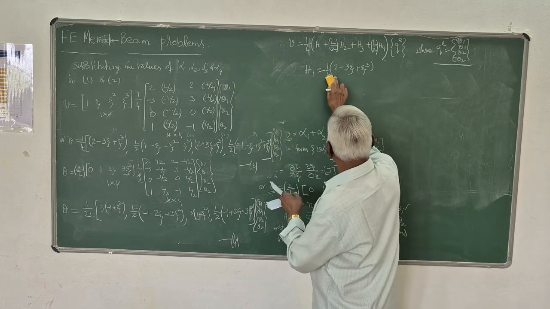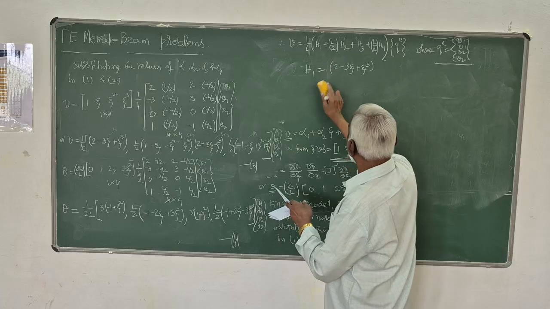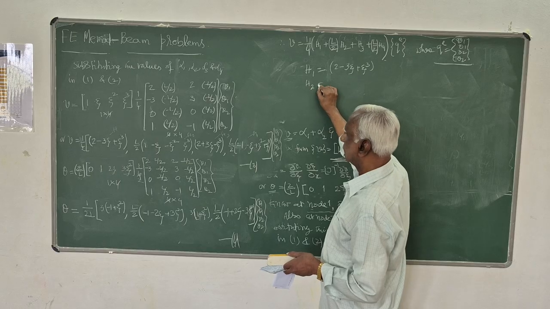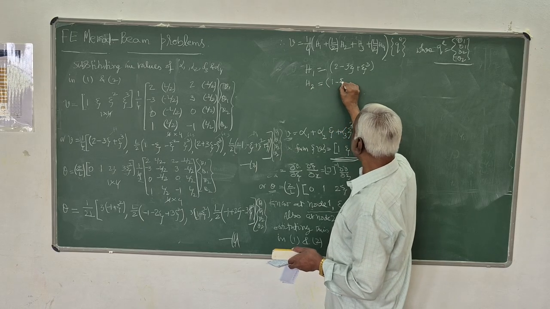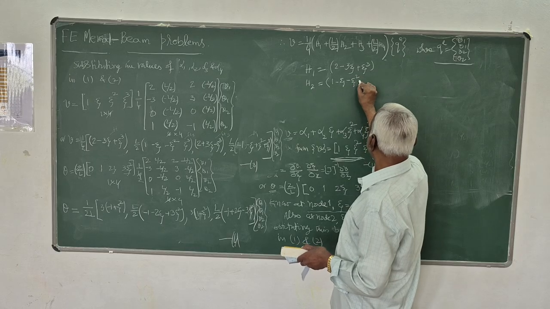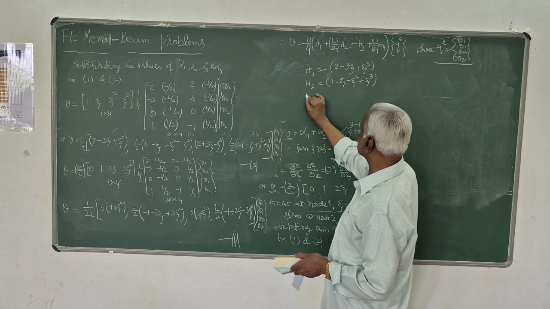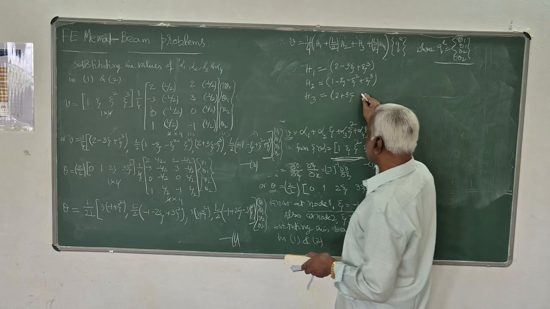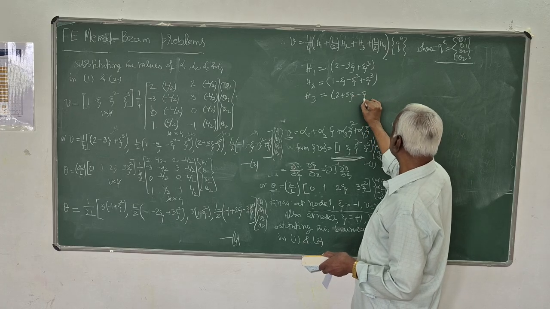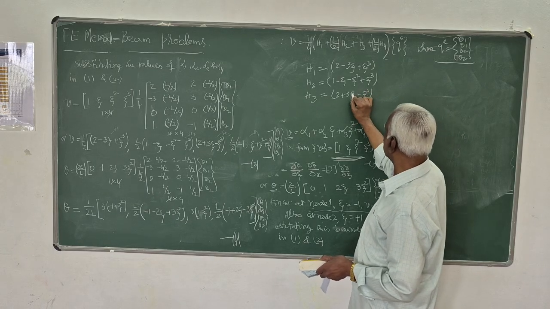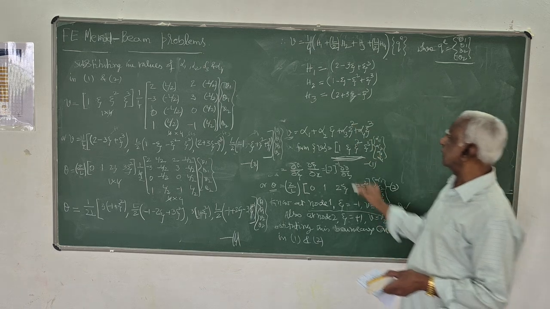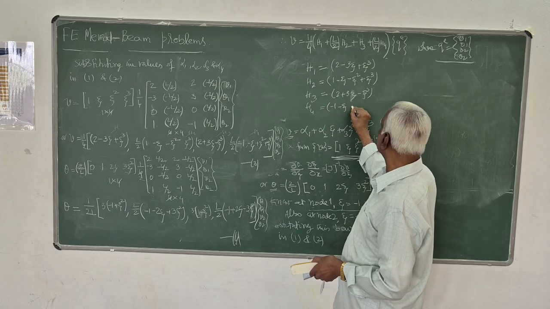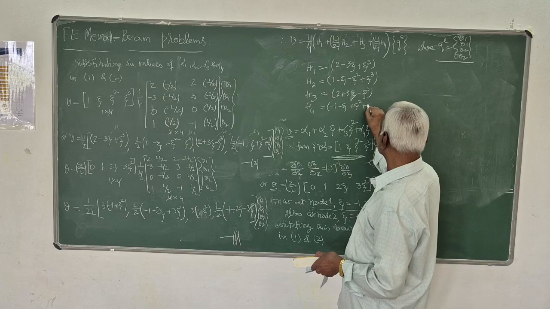Or I will keep the 1 by 4 as it is, that is common. And H2 is equal to 1 minus xi minus xi square plus xi cube. And H3 is equal to 2 plus 3 xi minus xi cube. And H4 is nothing but minus 1 minus xi plus xi square plus xi cube.